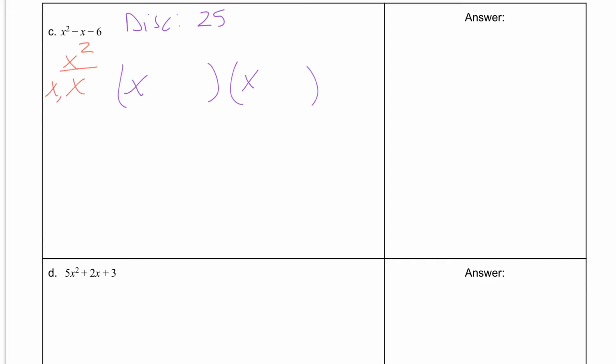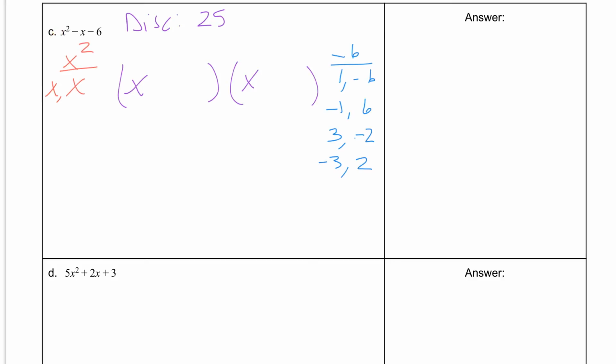Then I'm going to look at my last one, my constant here, which is negative 6. That's going to come from multiplying these last two together. So let's figure out for negative 6 what our options are. We can do 1 and negative 6. We can multiply a negative 1 and a positive 6. We can multiply 3 and negative 2. We can multiply negative 3 and positive 2. These options all will work in terms of negative 6. What I need to do is pick two of these that I can multiply together to get negative 6 and a negative 1 on the inside.